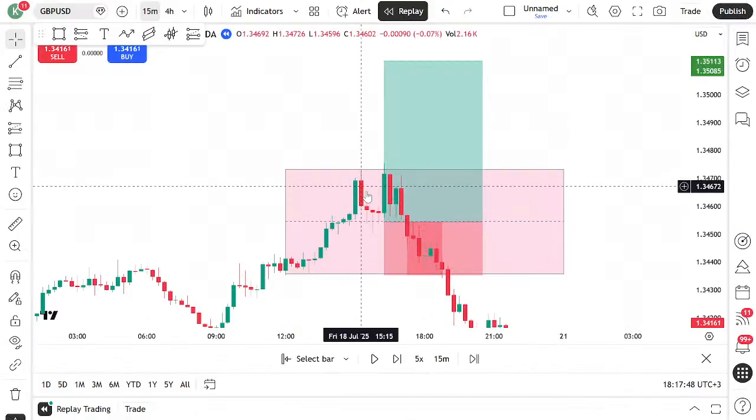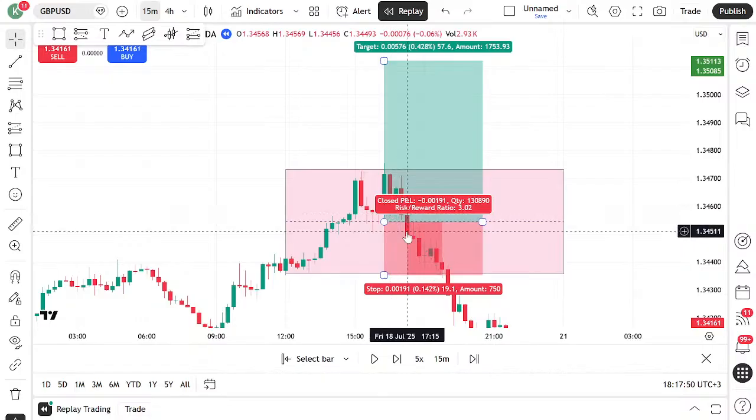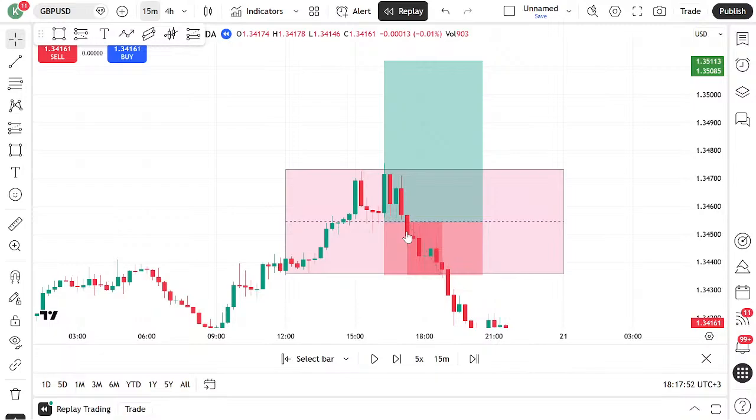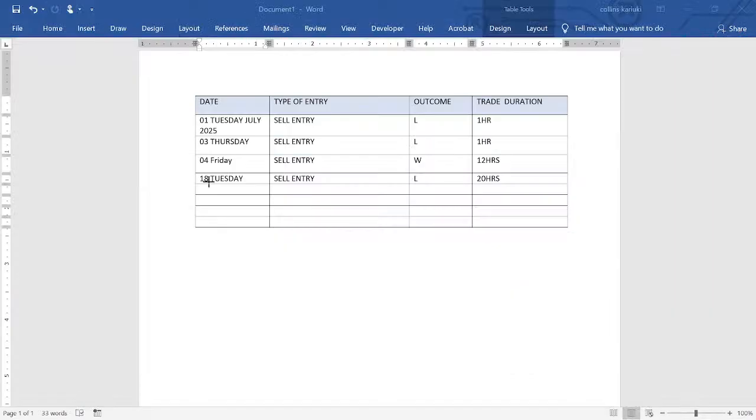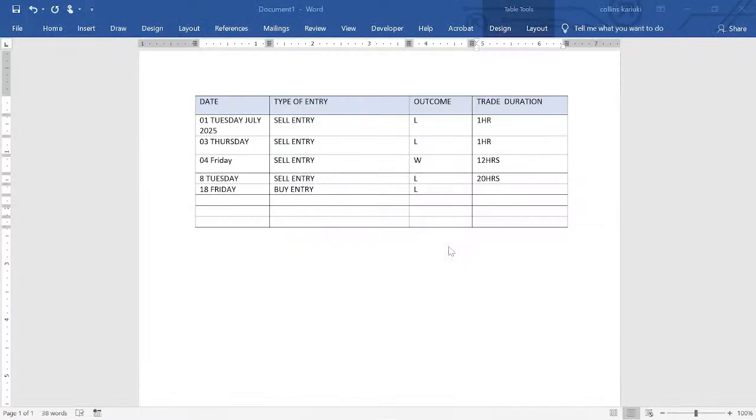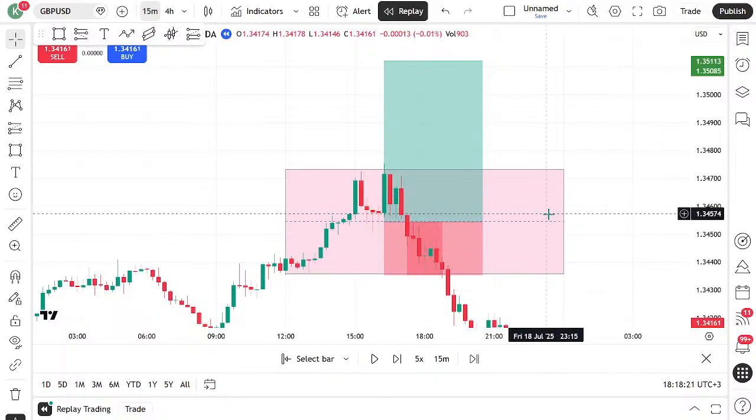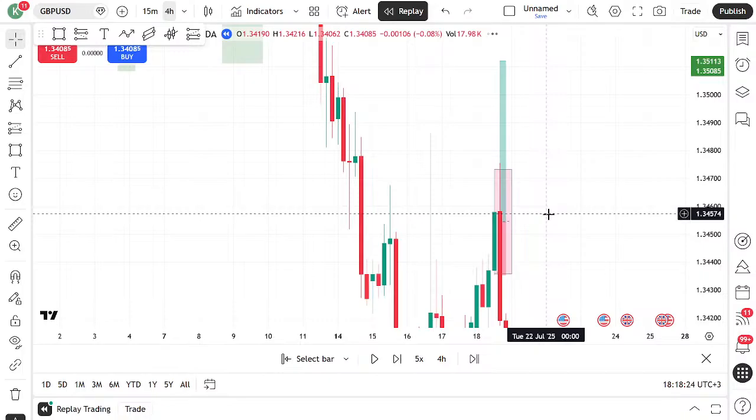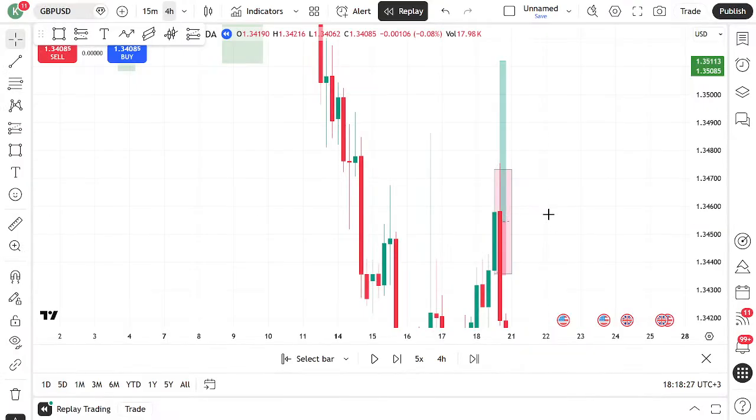It resulted into a loss. So the entry here is on Friday 18th. We had a buy entry, resulted into a loss, and that is at 17, and at 19, so basically 2 hours, and we already wiped out. Such a depressing trading month, I must admit. A very depressing trading month.